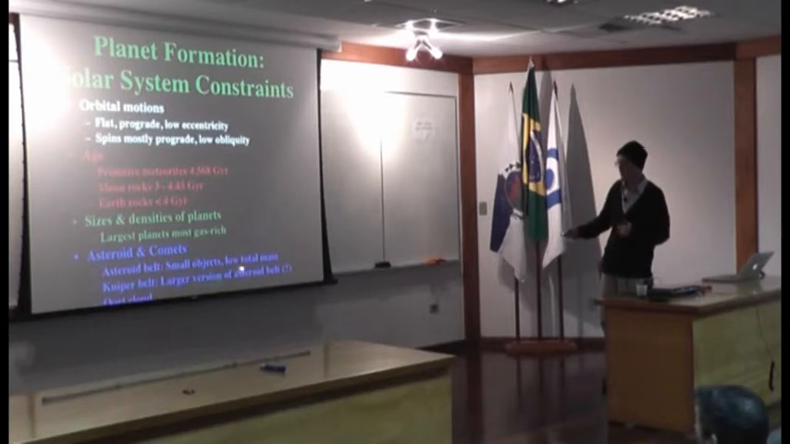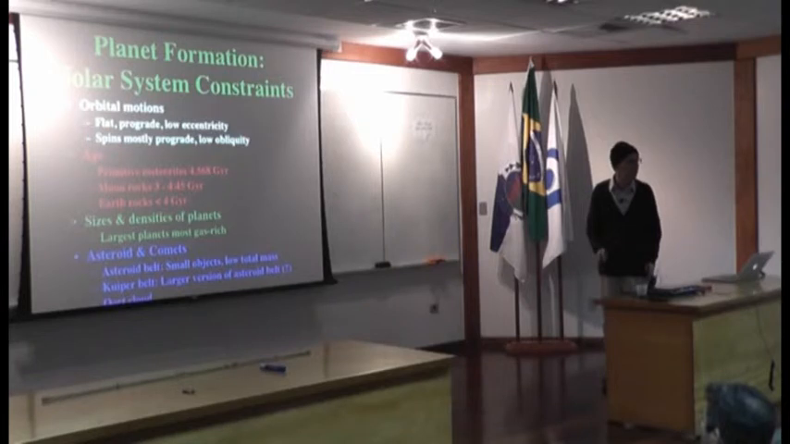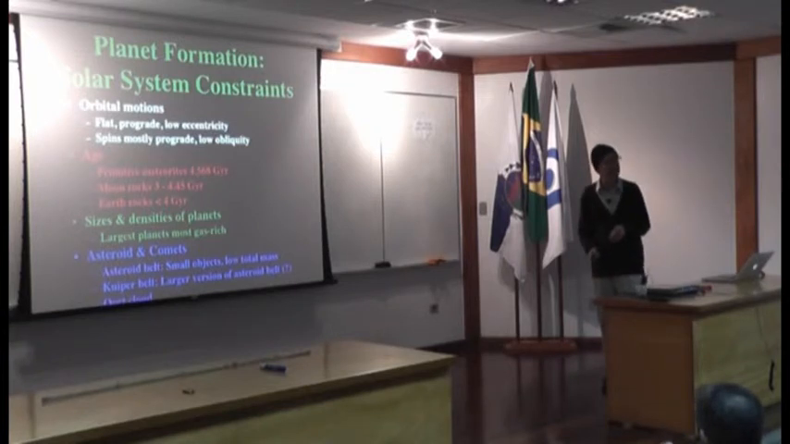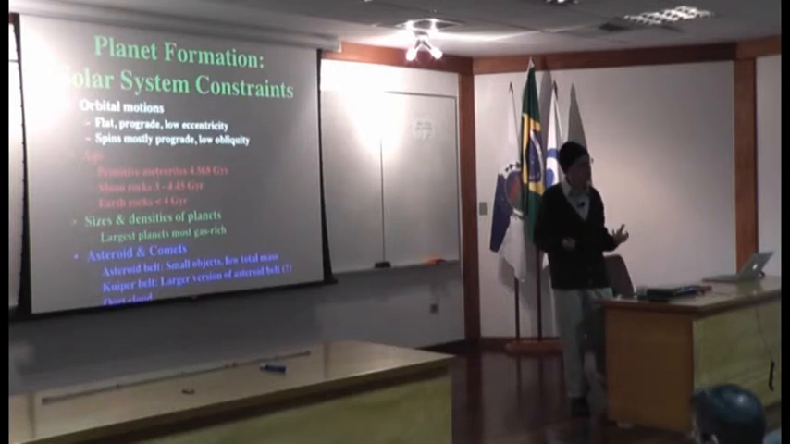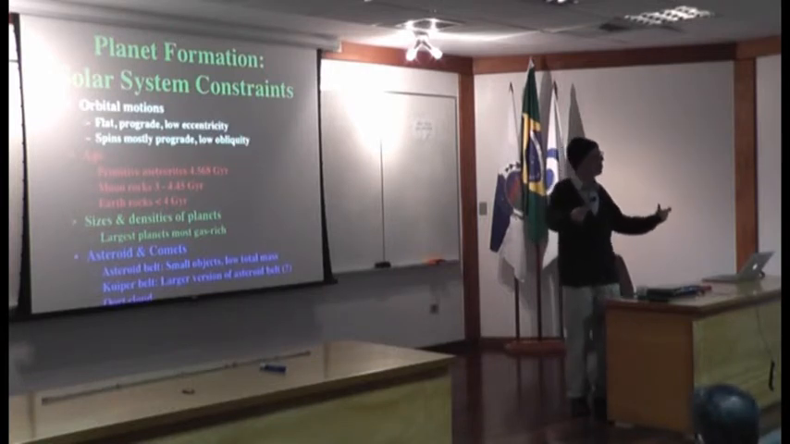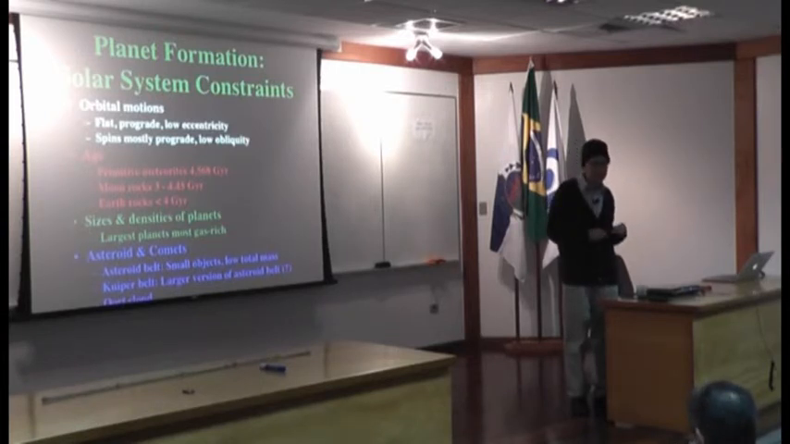Kuiper belt is a larger version, icier version of the asteroid belt in many respects, out beyond the orbit of Neptune. And there's also a concentration of asteroids sharing the orbit with Jupiter at the triangular points where they're dynamically stable for long times, and of Neptune. The only other location in the solar system where there's a substantial stable region in heliocentric orbit that isn't occupied is inside the orbit of Mercury.